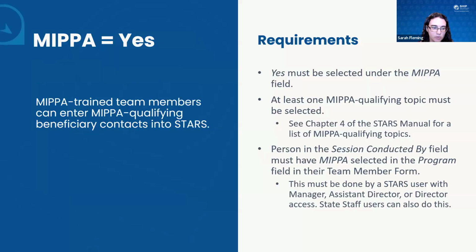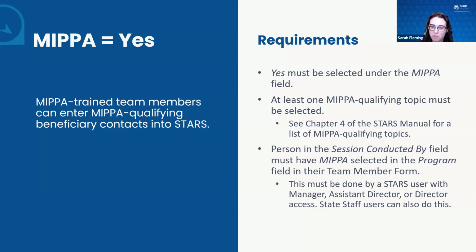All right, so briefly, you know from the beginning of this webinar, and also from any of your time entering data into STARS, that MIPA data can be entered into STARS. There is a button toward the top of the beneficiary contact form that says MIPA, and you can select yes or no.